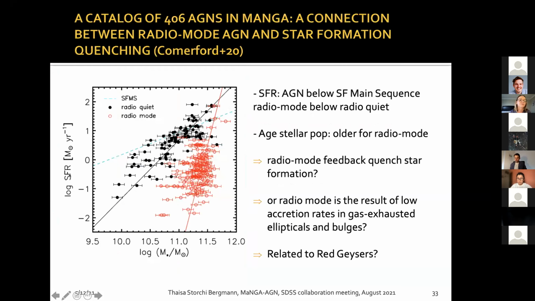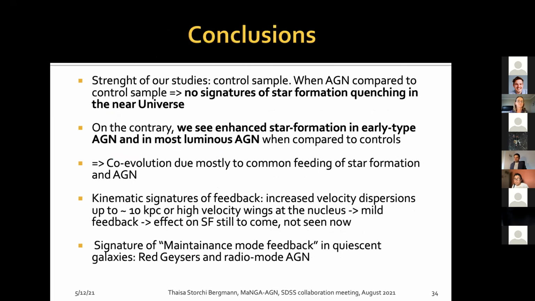So she looked again at the star formation rate, and she argued that this blue line is the main sequence of star formation. The star formation rate in these radio AGN is below the star formation main sequence. And the age of the stellar population is also older, older for the radio mode AGN. So one possible conclusion is that the radio mode feedback is quenching star formation in this sample, but I favor the opinion that the radio mode is the result of low accretion rates. The radio source we are seeing now is the result of low accretion rate in gas-exhausted ellipticals and bulges, and probably related to radio geysers and red geysers.